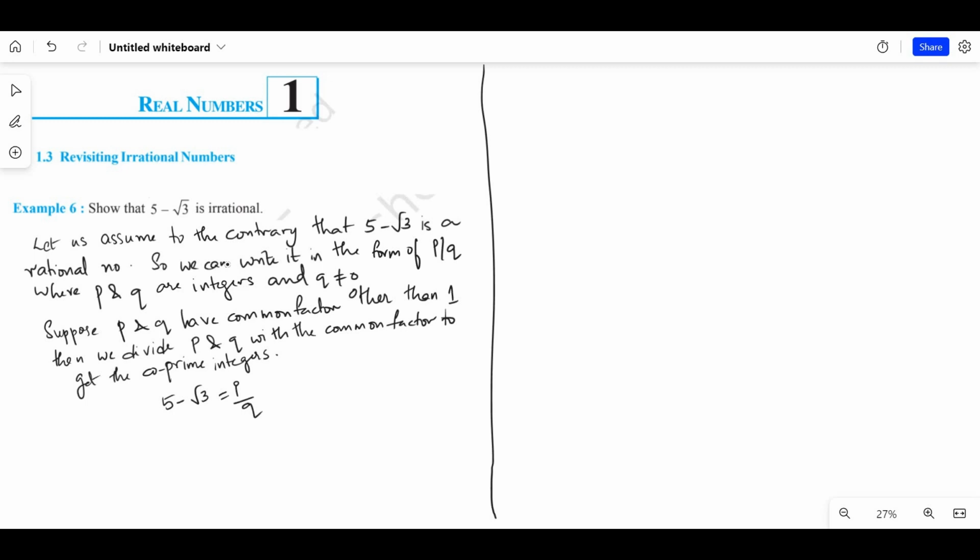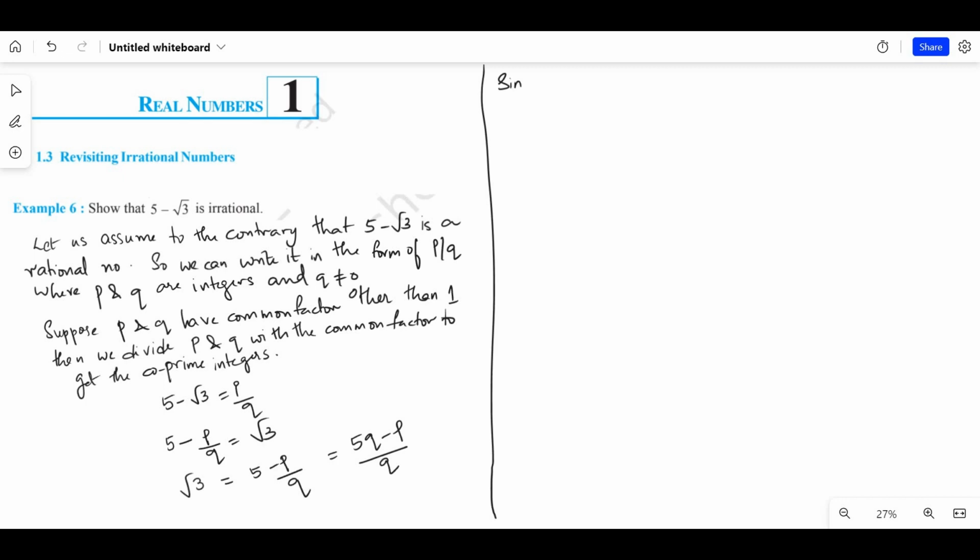So let's rearrange this equation in such a way that root 3 is kept on the left hand side and 5 is being taken to the right hand side. So we can write this as 5 minus p by q, we are taking it from the right hand side to the left hand side, and root 3 is being taken to the right hand side. So 5 minus p by q is equal to root 3, which is also root 3 equal to 5 minus p by q. This can be written as 5q minus p by q.